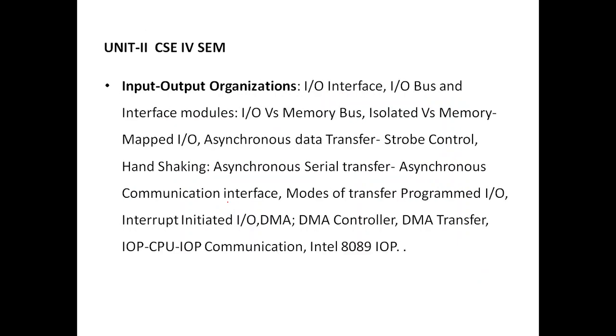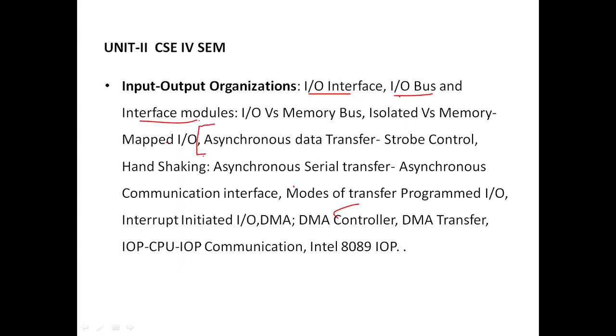So when it comes to the second unit, you will have the input output organization. In this input output organization, you will have the IO interface, IO buses and interface modules. So you will discuss the interfaces. Input output bus, interface modules, and then isolated IO and memory mapped IO. These are the things you will learn in the input output organization.